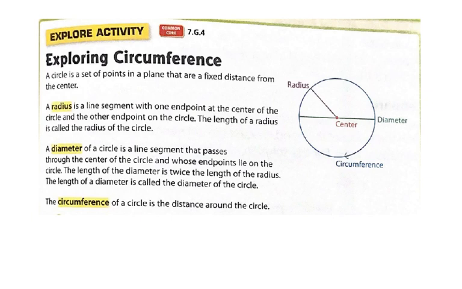A diameter of the circle is the line segment that passes through the center of the circle, whose endpoints lie on the circle. The length of the diameter is twice the length of the radius. The length of the diameter is called a diameter of the circle, so it goes straight across all the way. And the circumference is the distance around the circle that we already explained, so that would be the perimeter.